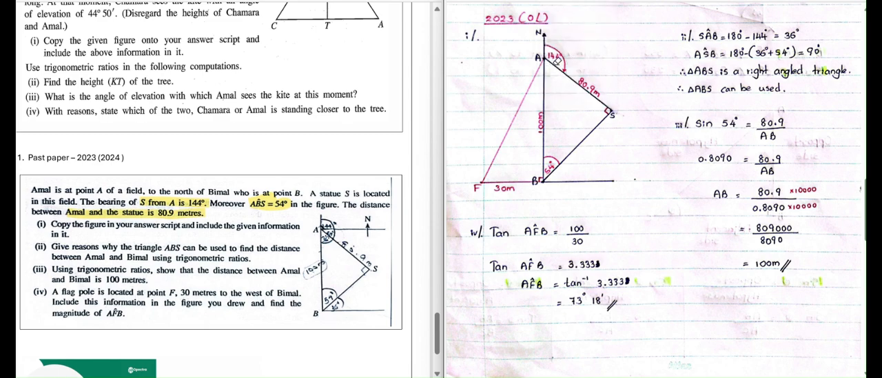Next we have the third question. Using trigonometric ratios, show that the distance between Amal and Bimal is 100 meters. Between Amal and Bimal means from point A to B. So here also the same: only after I get that answer do I mark this 100. Until then, this 100 can't be in your answer script. Now let's see how we can show this distance is 100.